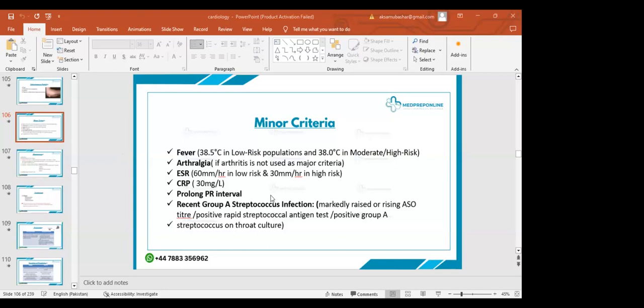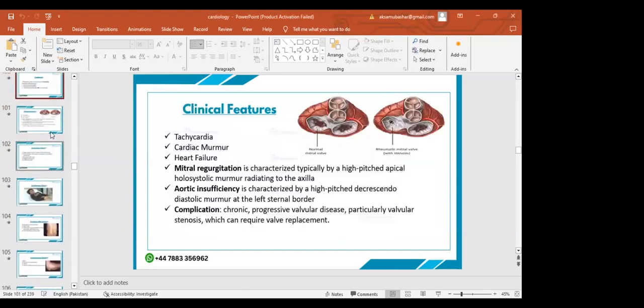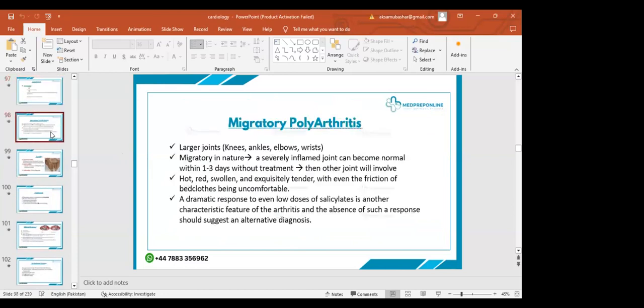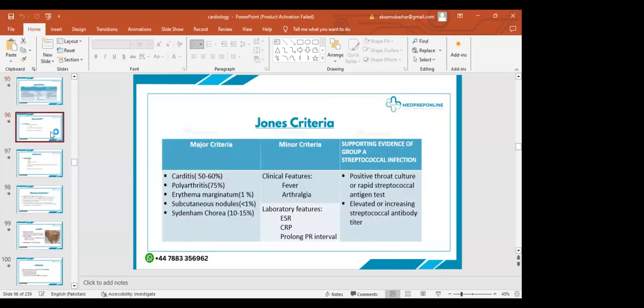don't worry. And about rheumatic fever, they are usually going to ask you about the diagnosis. You need to remember the Jones criteria: major criteria, minor criteria, and then supportive evidence. Among the major criteria, there is carditis, polyarthritis, erythema marginatum, subcutaneous nodules, and Sydenham chorea. These are the major criteria. And among the minor criteria, there is fever and arthralgia.